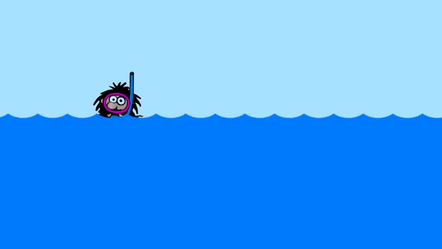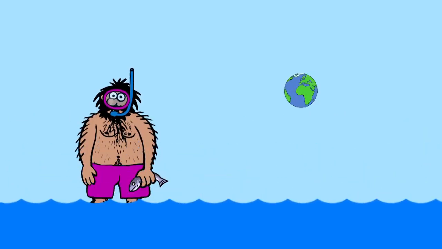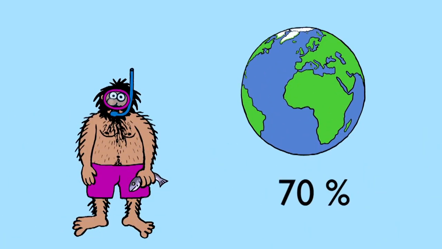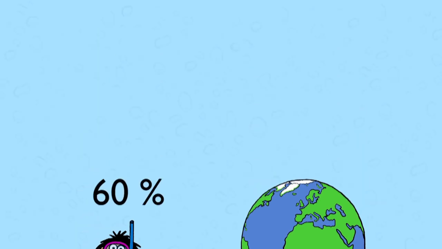Water. It's all around us. Makes up 70% of the Earth's surface and about 60% of your body. Let's start with the basics.